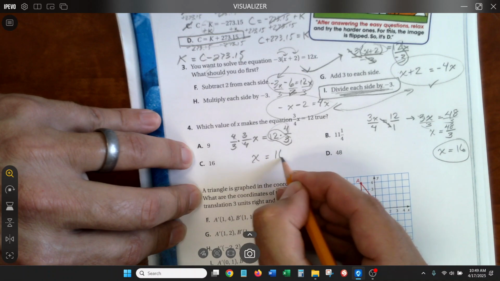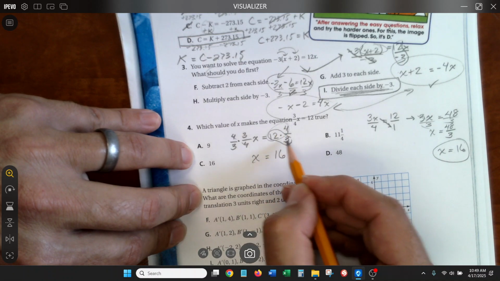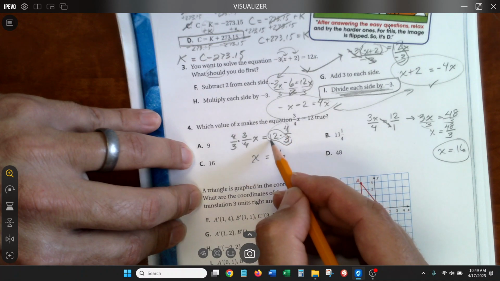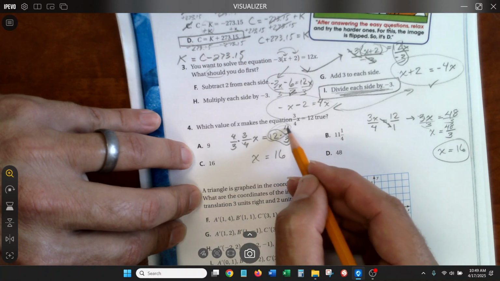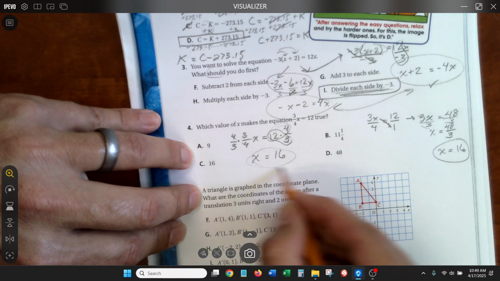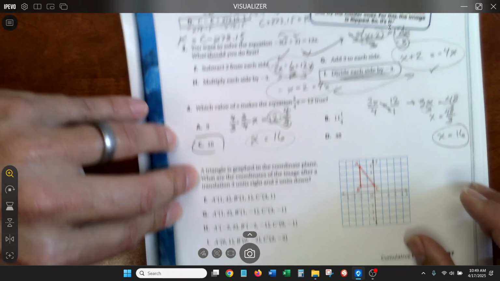So you have that option whenever you're multiplying a fraction by a whole number. You can multiply the numbers on the top and then divide by the number at the bottom, or you can take the whole number divided by the denominator and then multiply it by the numerator, right? By the way, you get x is equal to 16.